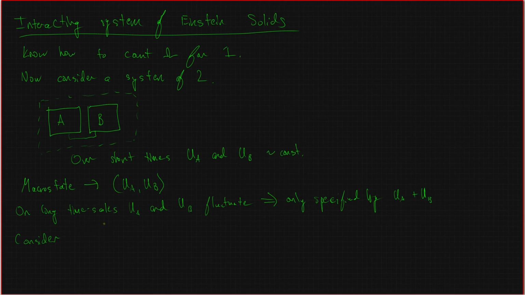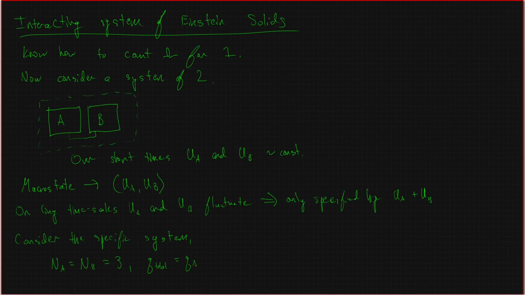Now let's consider the specific system. NA equals NB equals 3. So the number of oscillators in each is just 3. So it's one particle, basically. So the first Einstein solid is equal to the second Einstein solid in terms of its number of oscillators. And they each have 3 oscillators. So one particle each.